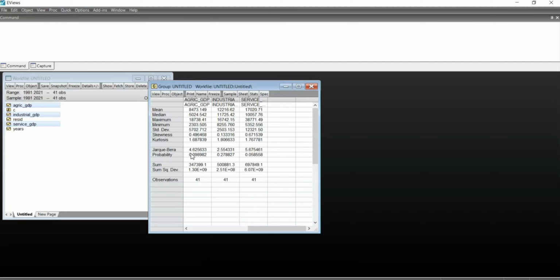Now, before I go, you should know that you conduct a descriptive statistics test on the raw data, not the transformed data. The raw data, that is very important. So now, here the probability is 0.09. We accept the null hypothesis. We say the series are normally distributed. The industrial GDP series is normally distributed. 0.27 is greater than 0.05, right? And then 0.5 is marginally big. Yes, we accept that the series are normally distributed.